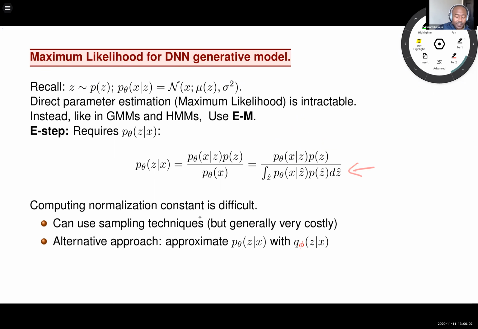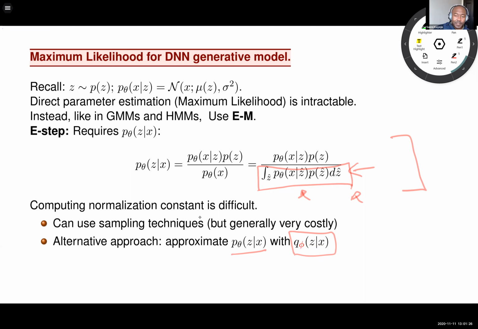So we can try to hack it. You can try to sample: sample Z, sample X given Z, sample a lot of these and use that as a Monte Carlo approximation of this integral. This turns out to be very expensive and not tractable for what we're trying to use. So it's not efficient. We're going to propose an alternative approach where instead of getting the real posterior distribution, we're going to construct an approximation. And our optimization problem now would be to find a good approximation of P of Z given X and use that approximation for our E step.